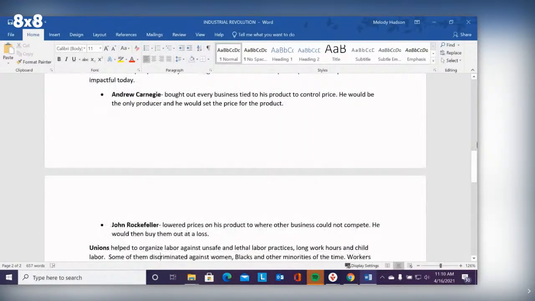Then John Rockefeller lowered the price on his product, lower, lower, lower, till no other businesses could compete. Then he would buy them out at a loss. This practice still goes on today. It's illegal, but it's done. And there are powerful people on Wall Street that do this with companies today.